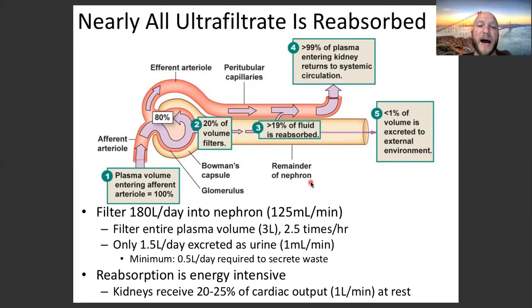You filter your entire plasma volume, about 3 liters, 2.5 times an hour. All of your plasma gets filtered out 2.5 times an hour. Yet, you only excrete about 1.5 liters a day as urine. Now, this does vary, but about 1 milliliter per minute is a good average urine production rate. Minimum, you need about 0.5 liters a day to excrete all the waste that a person produces.